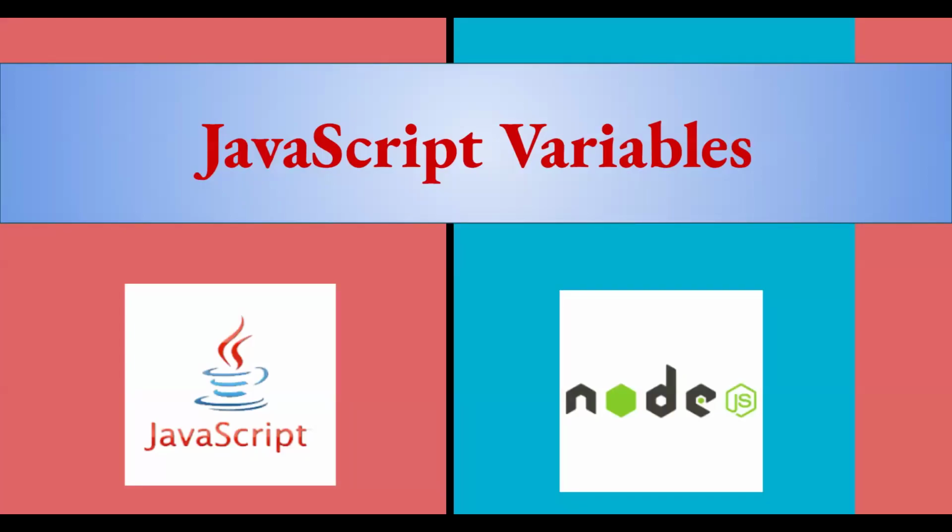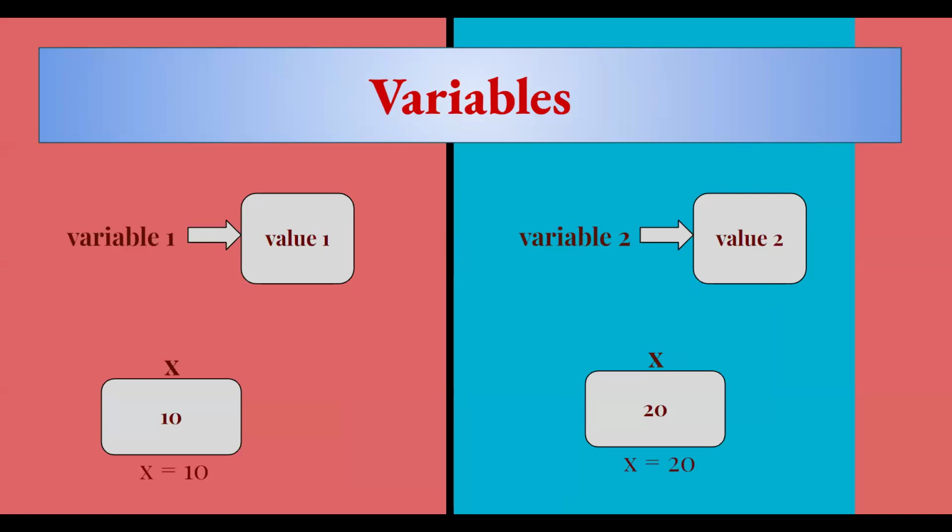This video is related to JavaScript variables. JavaScript variables are containers for storing data values. Variables means anything that can vary, which holds any value and it can be changed anytime.